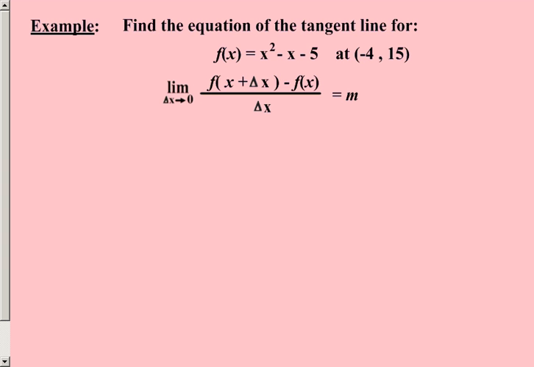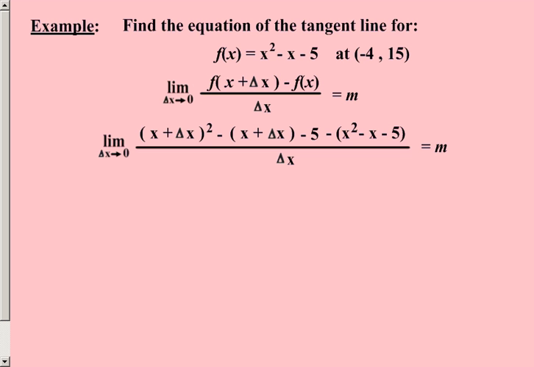and then start plugging things in. In the numerator, take the function and evaluate it at x plus delta x, and then subtract the function itself. Okay, so plugging in, here's what we have. X squared, so that's (x plus delta x) squared, minus x, which is minus (x plus delta x), and minus 5. From that, we subtract the function itself, x squared minus x minus 5. Okay. The next step is to clean up the numerator.